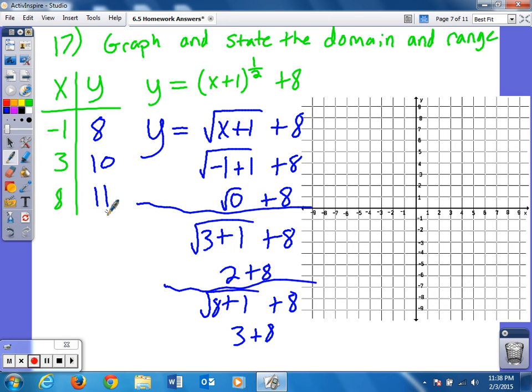So we have -1, 8, 3, 10, and 8, 11, just above the graph there.